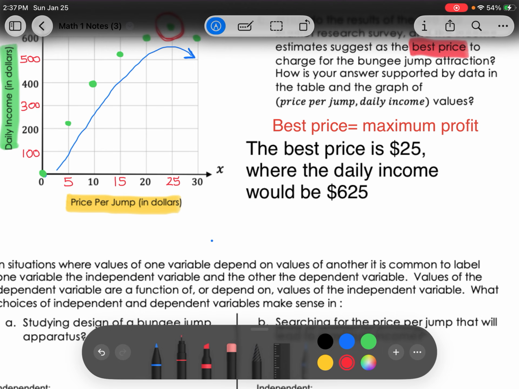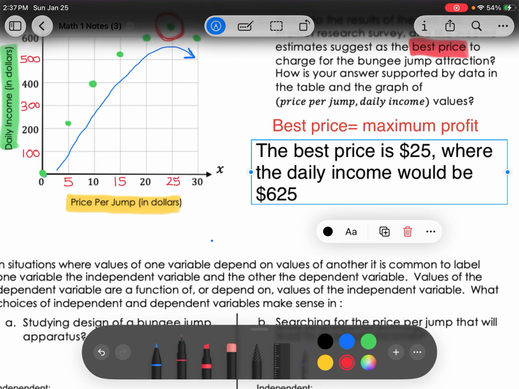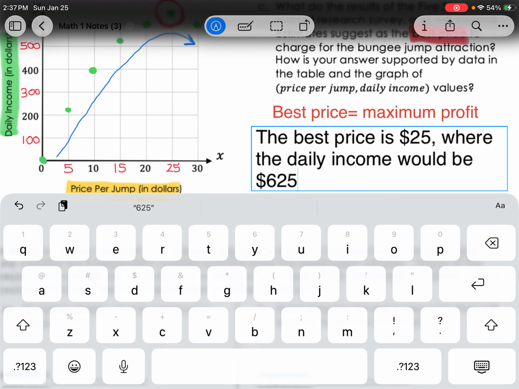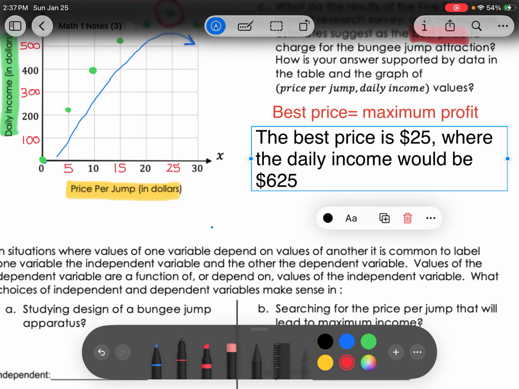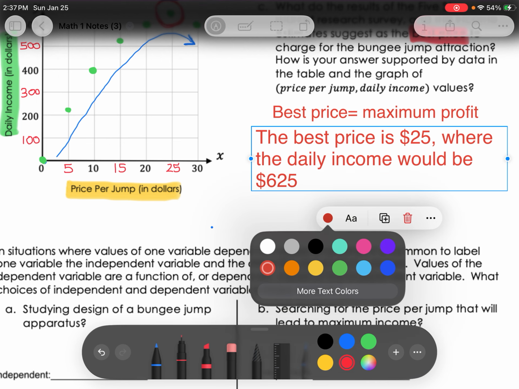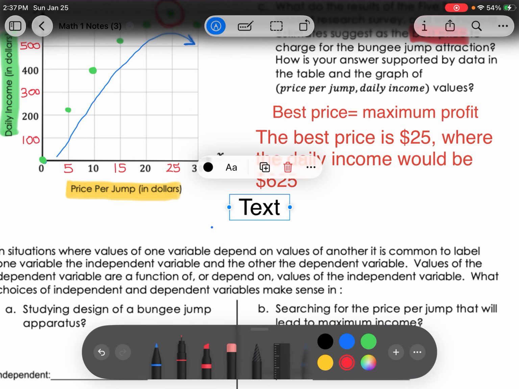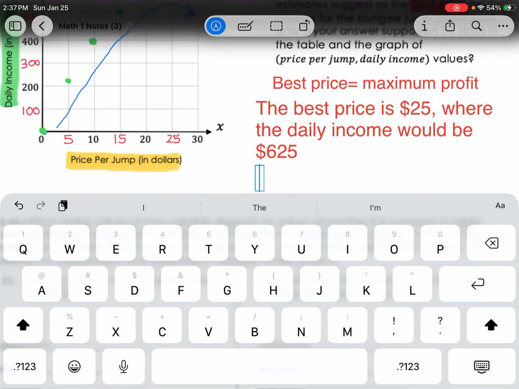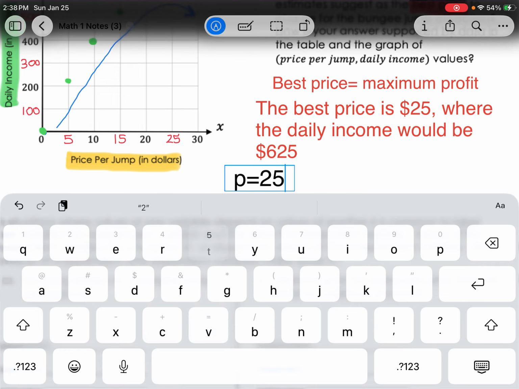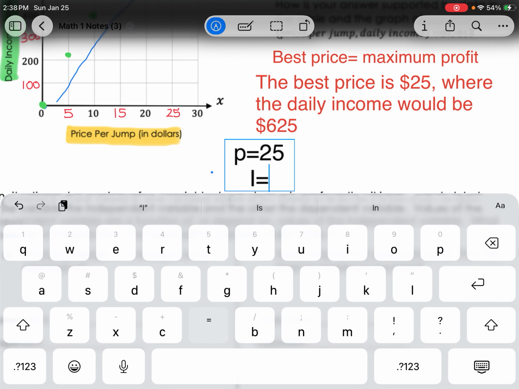You're like, Miss Fuller, you always keep saying words. I feel it. You can write like this. It's up to you. Or if you're like, let me write down some numbers, Miss Fuller. Got you. So you can also say P, lowercase p, equals 25, and our beautiful I equals 625.